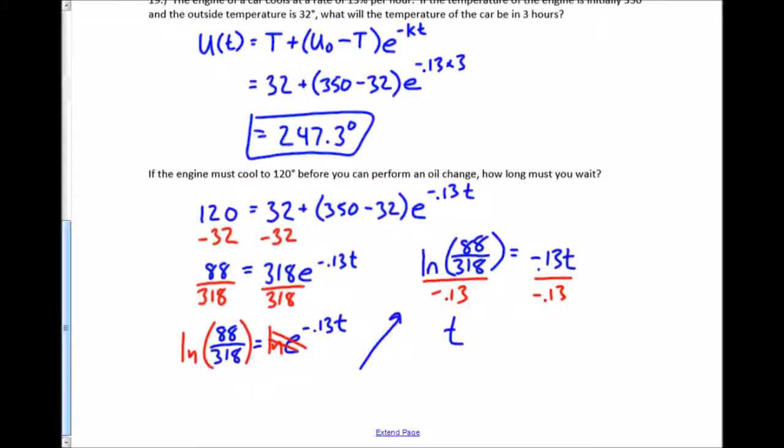And again, it's just a job for my calculator, so I plug it in. So it looks like I've got 9.88, all right? And that's hours.